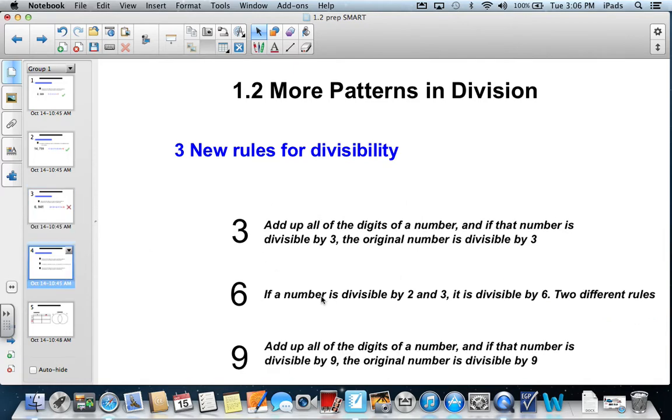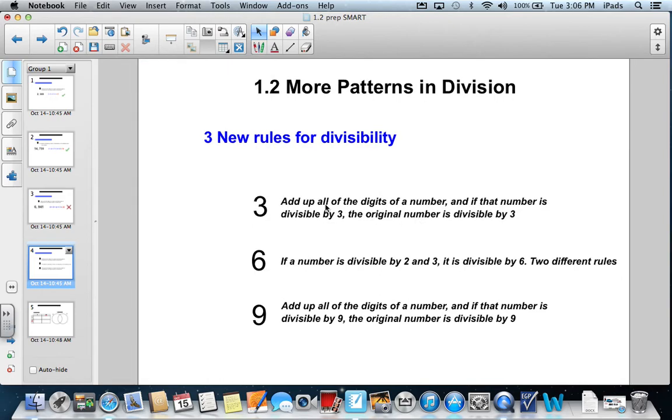So 3 new rules for divisibility. The first one is add up all the digits of a number, and if that number is divisible by 3, then the original number is divisible by 3. For 6, if a number is divisible by 2 and 3, it is divisible by 6. This one has 2 different rules. Remember, you have to go by 2 and by 3, so it has to be an even number to start. Add up all of the digits of a number, and if that number is divisible by 9, the original number is divisible by 9. So 3 and 9 have the same rule.